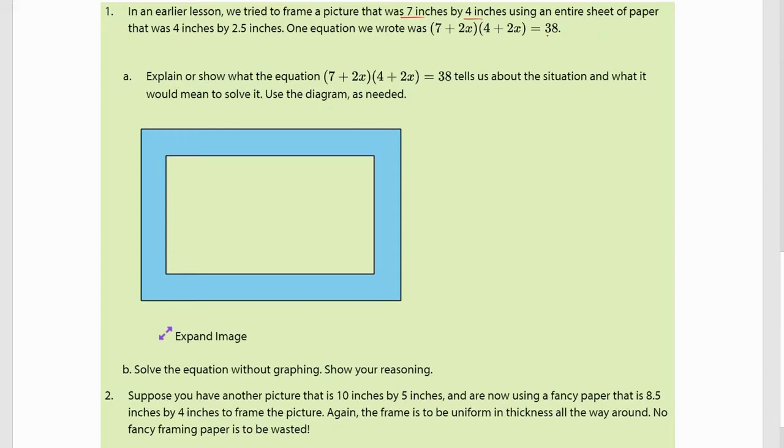7 times 4 is 38, right? So 7 across and 4 down. So the whole thing should give you, actually that's not 38, that is, yeah, oof, it's not 7 times 4. The picture is 7 times 4. Wait, the entire sheet of paper is 4 inches by 2.7. So one equation wrote that. Okay, so let's clean this up. Let's go back.